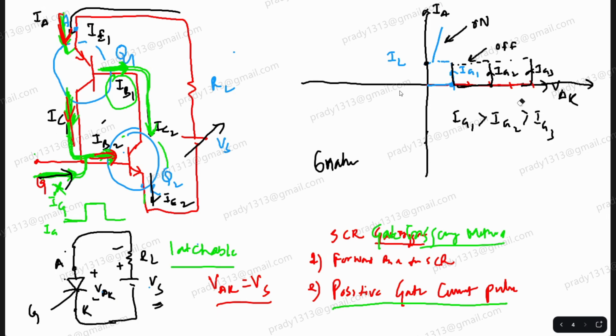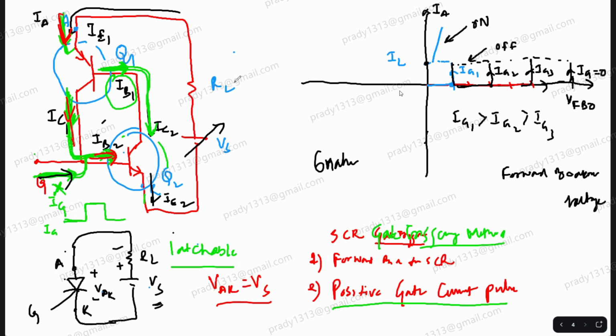If you keep on increasing the supply voltage, a point will come which is called the forward breakover voltage, at which the gate current required will be 0. So if you give this much forward bias voltage, which is equal to the forward breakover voltage, then the gate current required is 0 and the device will be latched without any gate current.